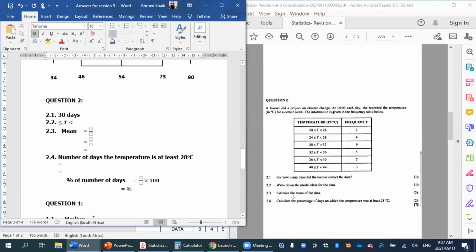Okay, let's look at 2.2. 2.2 says to write down the modal class for the data. Basically, we're going to look for the highest frequency with regards to the intervals. And we can see the greatest frequency is 9. And that given interval is 28 less than or equal to t, which is less than 32.